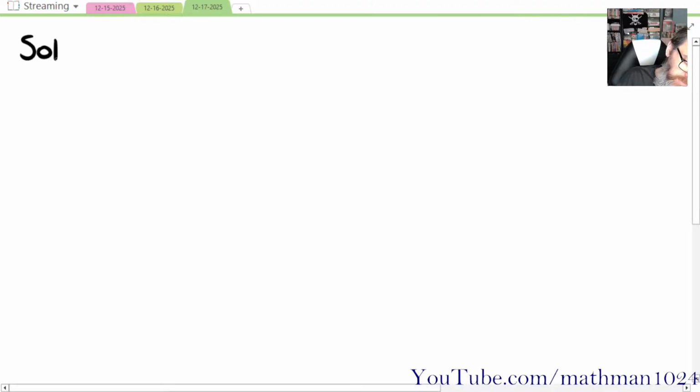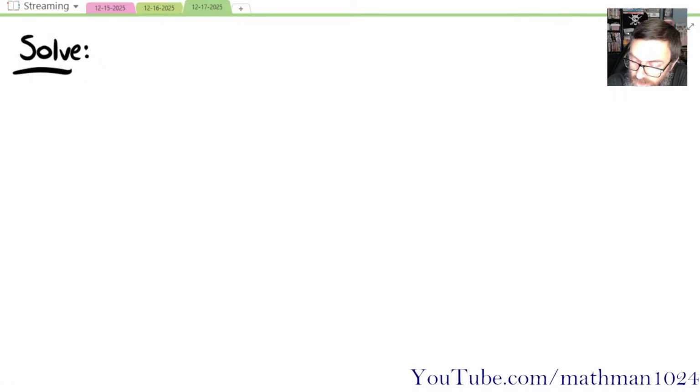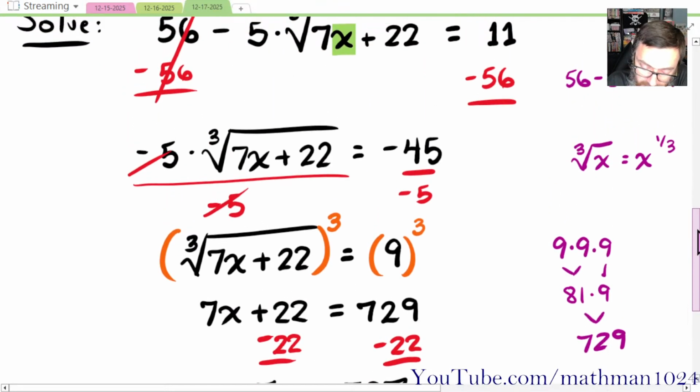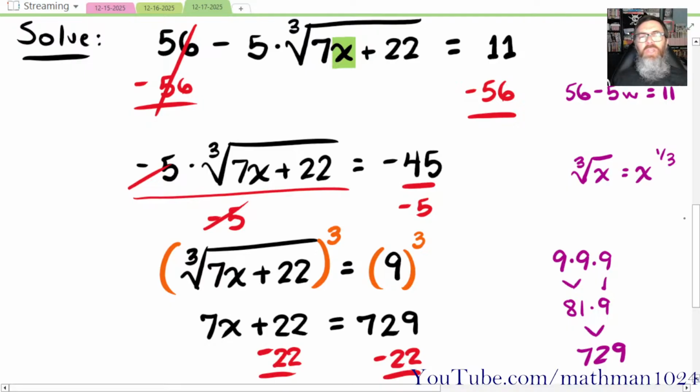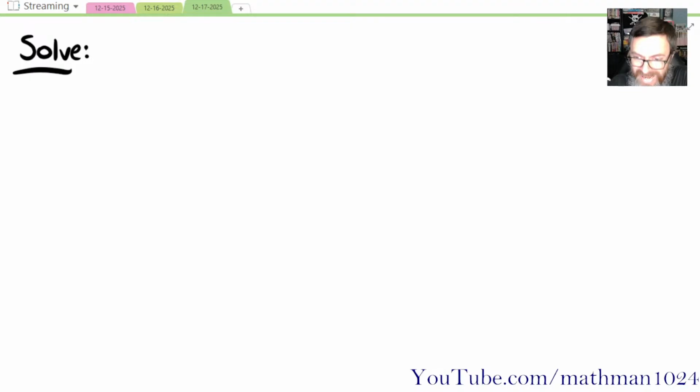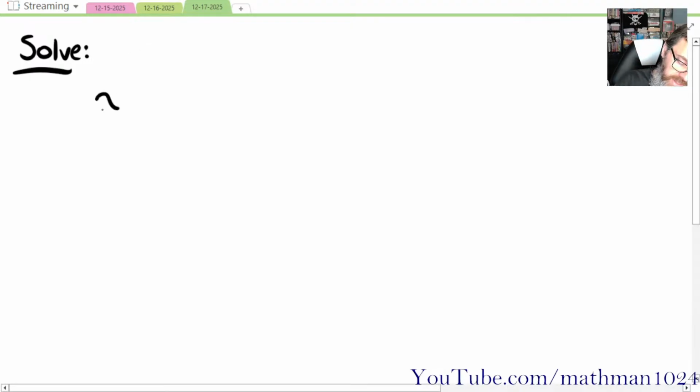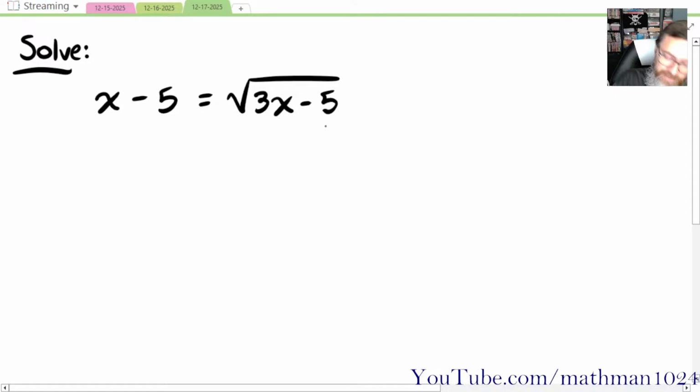All right. So sometimes these radical equations can definitely be a little bit more complicated. Now, you might argue with me that, oh, this one was complicated. But really, was it? You're just trying to get x by itself. So move over the 56. You get rid of the -5. You raise both sides to the power, just peeling away these layers one at a time. But now, what if I do this? If I say x minus 5 is equal to the square root of 3x minus 5.